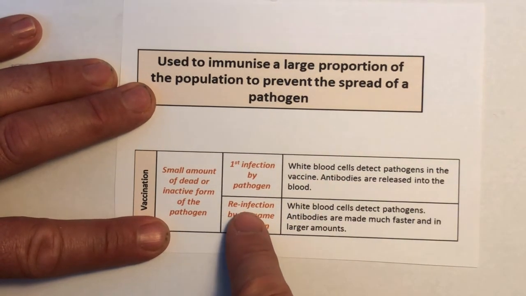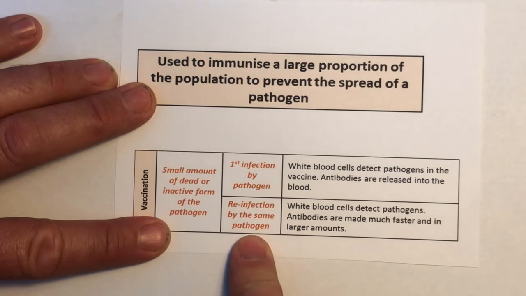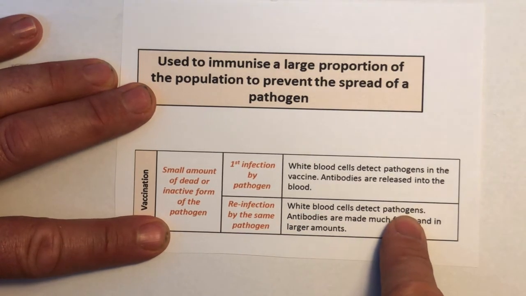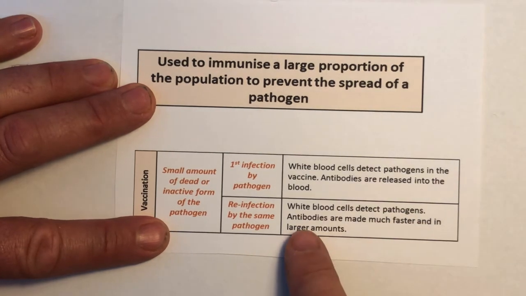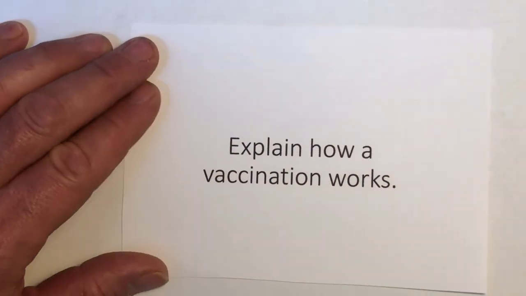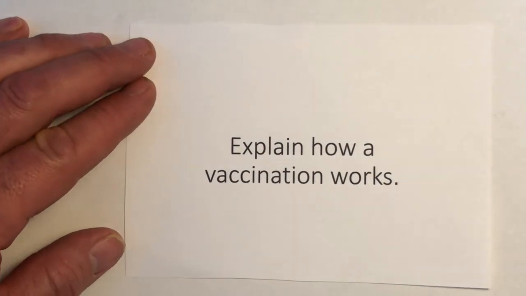The good thing is, that's then the vaccination itself. If that person then gets reinfected by the same pathogen, the white blood cells find the pathogen that's in the blood, and the antibodies are then made much faster and in larger amounts, and they get rid of the pathogen much, much quicker.